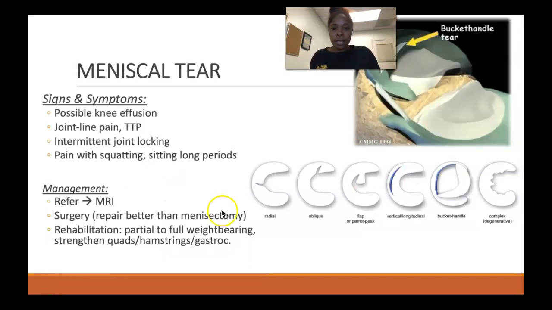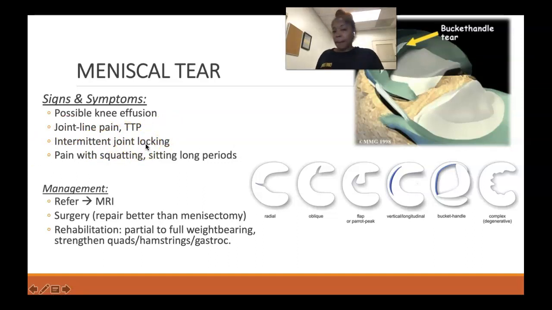Great. All right. So let's talk about meniscal tears. I think important, if I had to look at this checklist and ask what's a common sign and symptom that isn't common in the other knee pathologies that we talked about, the two that I would say are the intermittent joint locking.